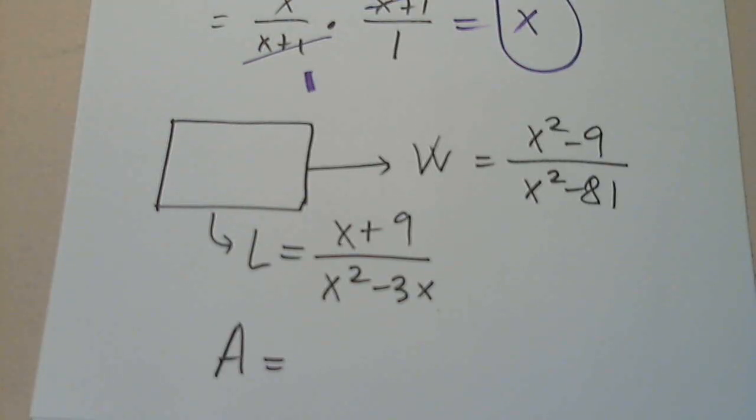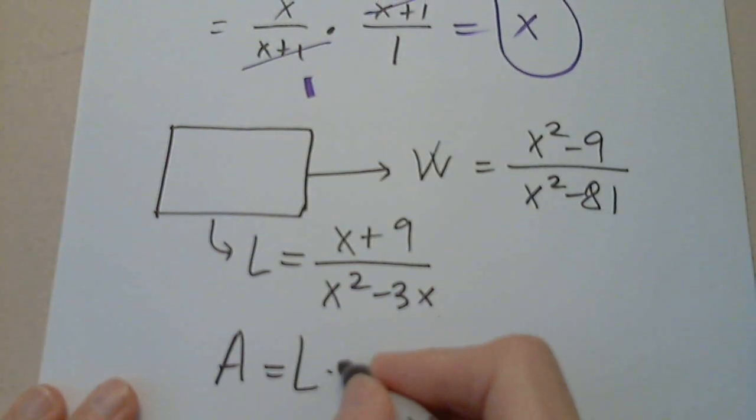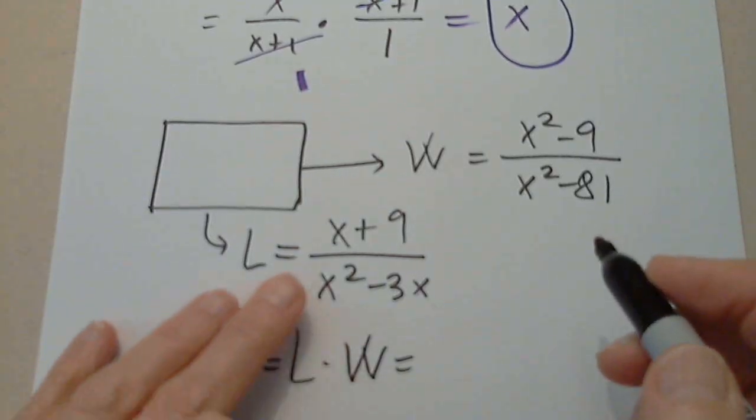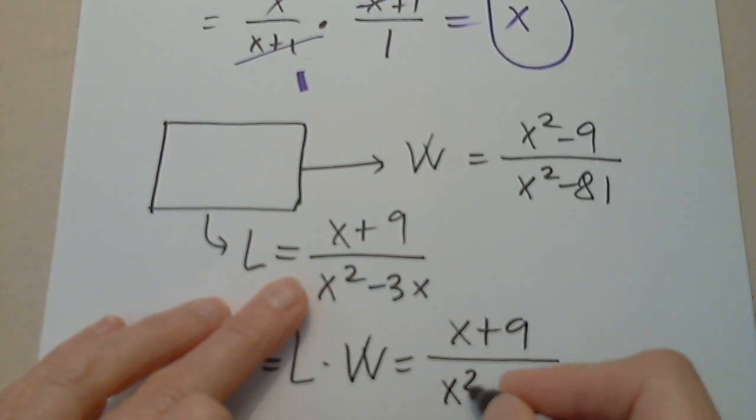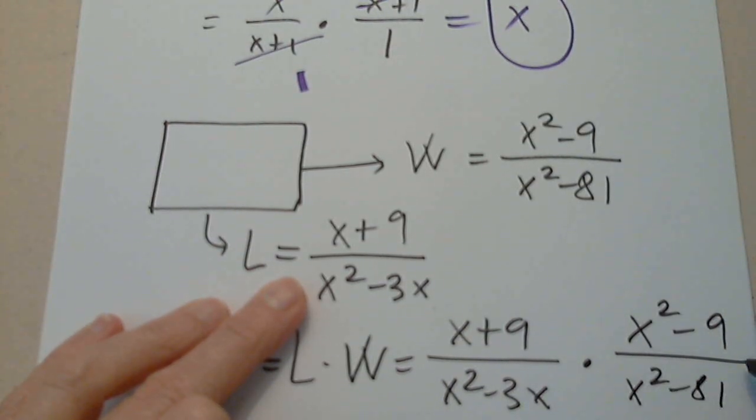What is the area of the rectangle? What is the formula? Can anyone remind us the formula for the area of the rectangle? Length times width. Very good. Length times width. So I'm going to copy them. Length, x plus 9 over x squared minus 3x multiplied by x squared minus 9 over x squared minus 81.